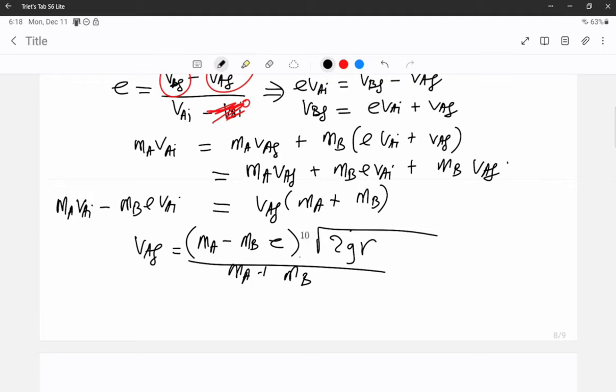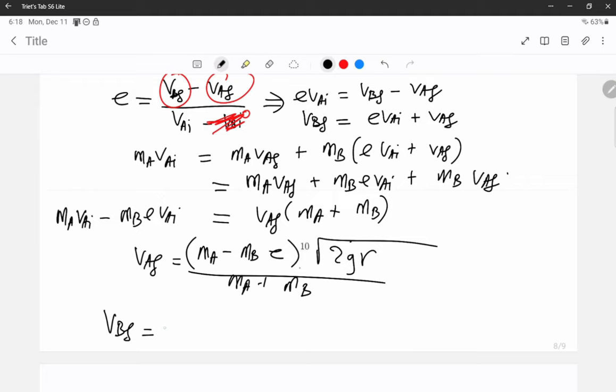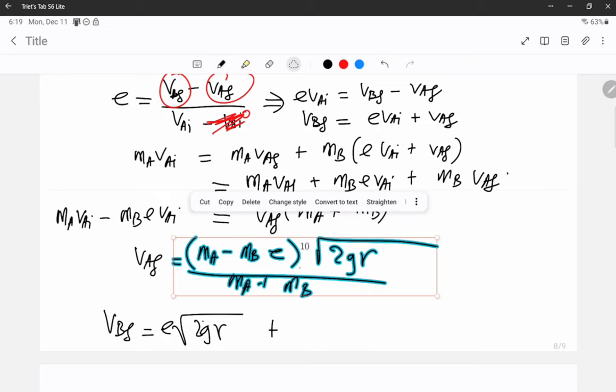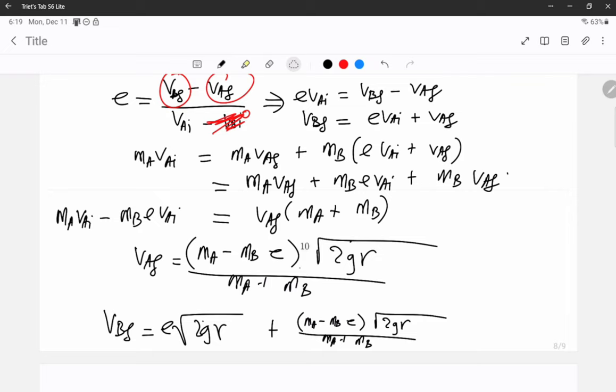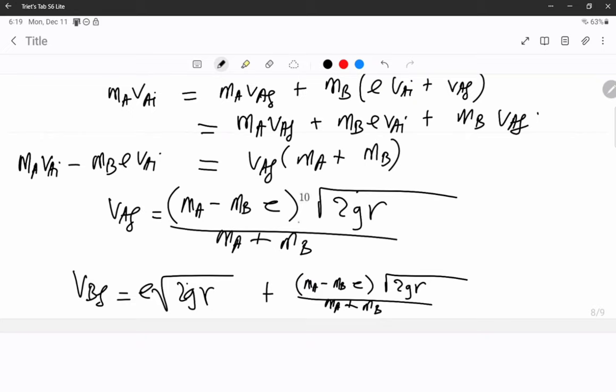That's VAF, and then VBF is simply e VAI, where VAI is the square root of 2gR, plus VAF, plus the whole thing. And we get VBF, positive side, by the way. And that's going to be the solution for this part of the problem.